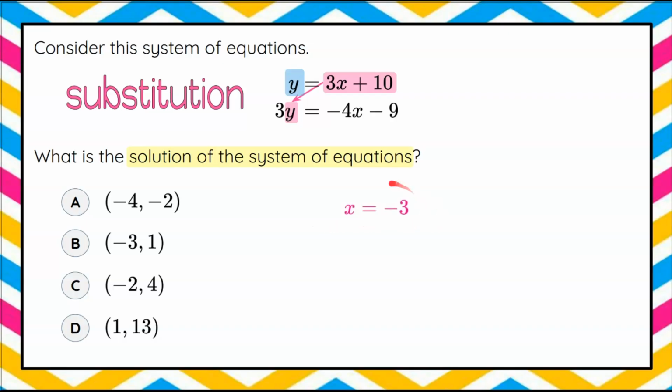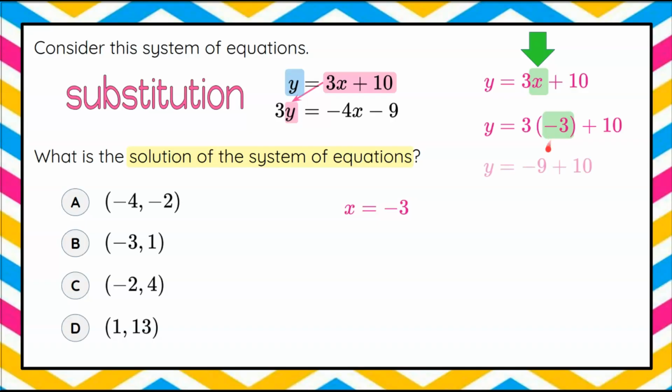I now need to know the value of y. So I'm going to pick the first equation to evaluate when x is negative 3, what will y be? You could use the second, but I'm going to use the first. So we have y equals 3x plus 10, but I know that x is negative 3. So let's rewrite that. 3 multiplied by negative 3, or x, add 10, and then we'll solve for y. 3 times negative 3 is negative 9. Negative 9 add 10 is positive 1.